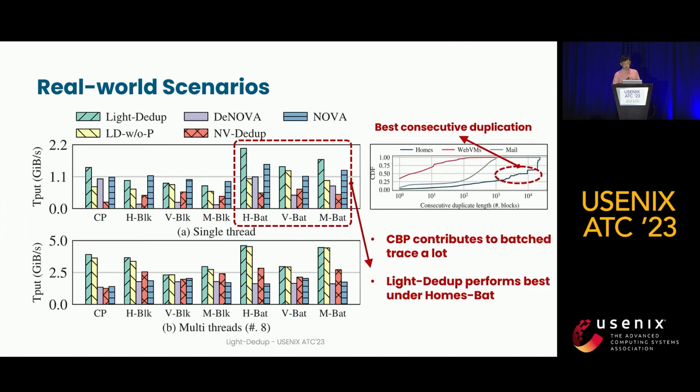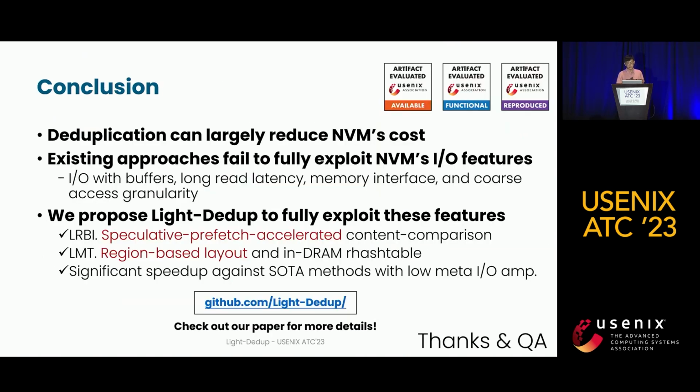For replaying the trace using batched I/O, CBP can work well. Interestingly, Light-Dedup performs best under the Holmes trace. This is because the Holmes trace has the best consecutive deduplication rate. In summary, this work attempts to use deduplication to reduce NVM's cost.